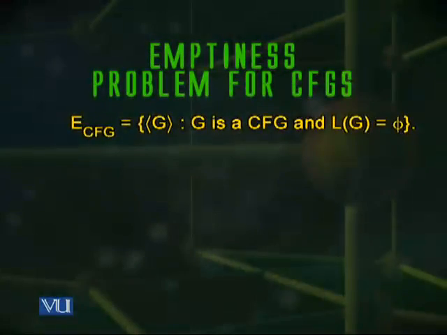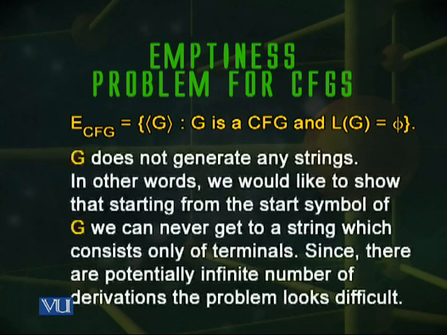Let's look at another problem which is more interesting. ECFG consists of encodings of all context-free grammars whose language is empty. Note once again that the problem on the surface looks very difficult. We have to make sure that G does not generate any strings. In other words, we would like to show that starting from the start symbol of this grammar, we can never get to a string which consists only of terminals through a derivation. Since there are potentially infinitely many derivations, the problem looks difficult.